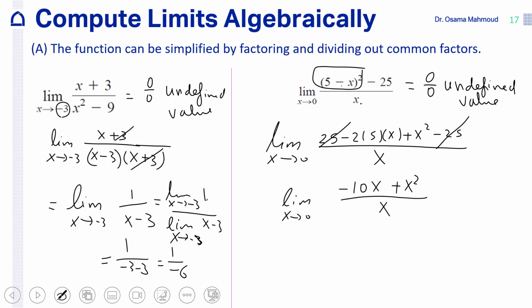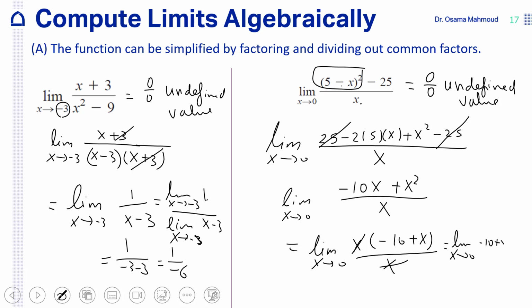I can take a common factor in the numerator, which is x. Take x as a common factor: minus 10 plus x. Now you can cancel out this one with this one, and you end up with the limit as x tends to 0 of minus 10 plus x. Now this is a polynomial, so you can substitute x equal to 0, so you have minus 10. This is how it works.